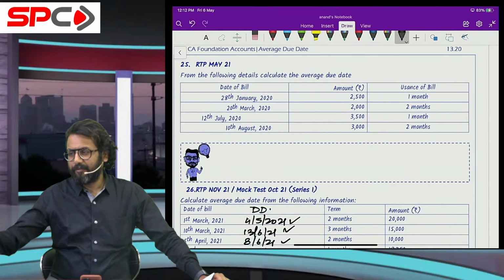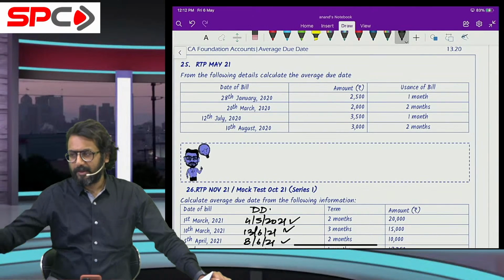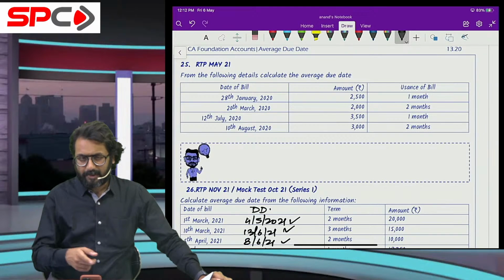Can you click a photograph of it and send me a PDF? You can do that? No. You know how to convert PDF? So you can do that. Click the photograph of it, send me the PDF, I'll show it to everyone.